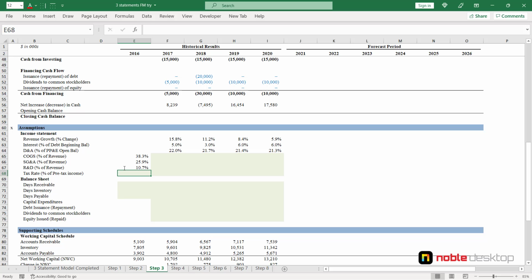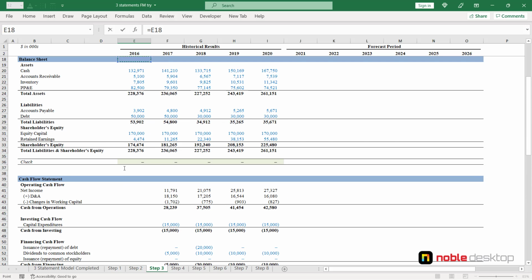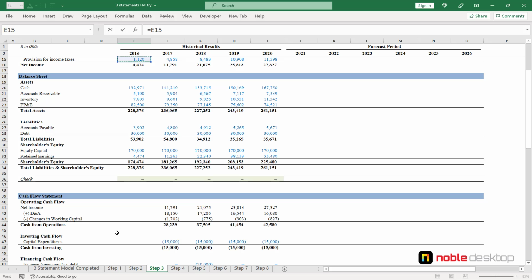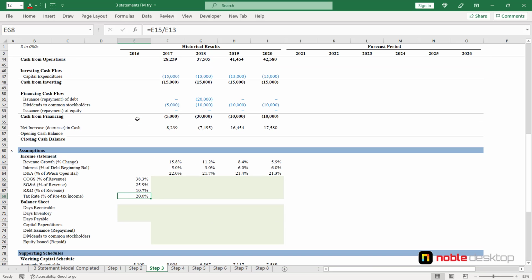Beautiful. Tax rate. To calculate tax rate, again, I'm gonna go to my income statement, and I will find line items such as provision for income taxes, and I'm gonna divide it by income before income taxes. Perfect. All value drivers are correct here. I'm gonna fill them all the way to the right for historical years.